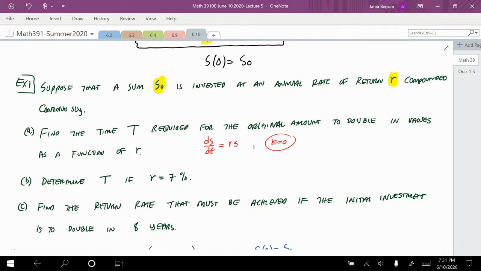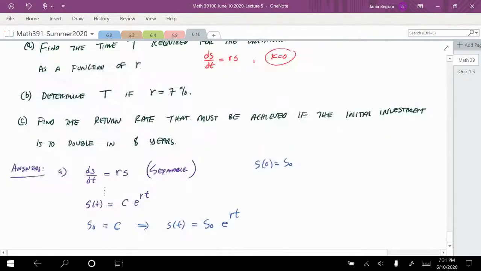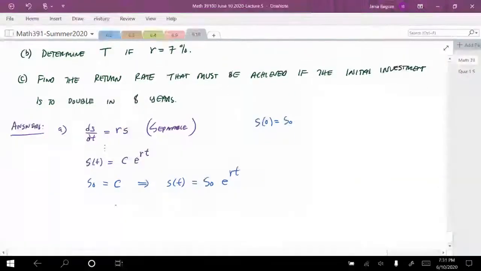So we want to find t, the little t, but you can replace it with the big T. So we want to know what is t. I can also write it this way: S of big T, when it's going to double the initial amount. The initial amount is S naught, so that's 2 times S naught. That's what it means to double.